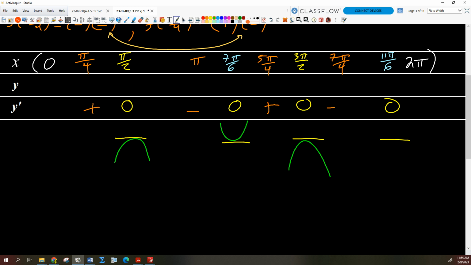Okay, and then we know the increasing and decreasing intervals just from the signs of the derivatives between the critical numbers, right? Okay, good. Well, we made it through almost a problem today.